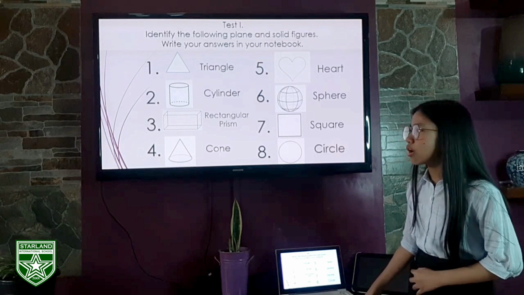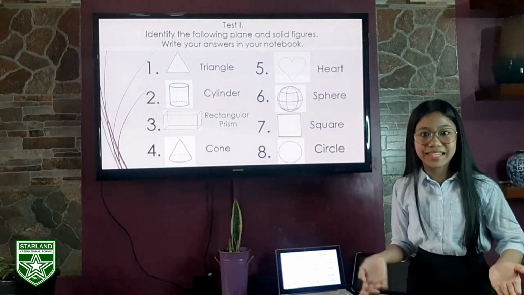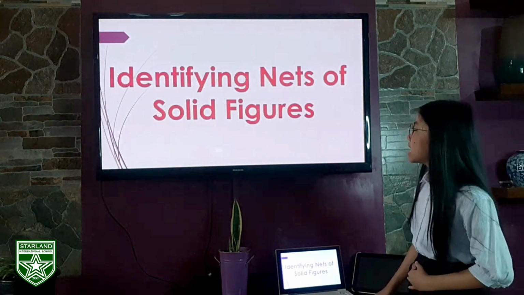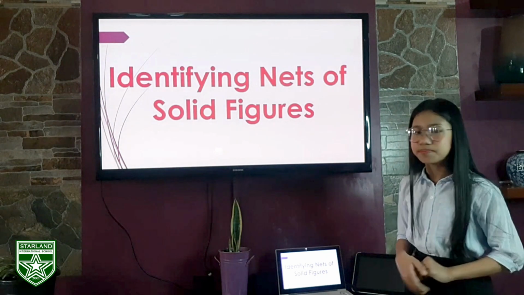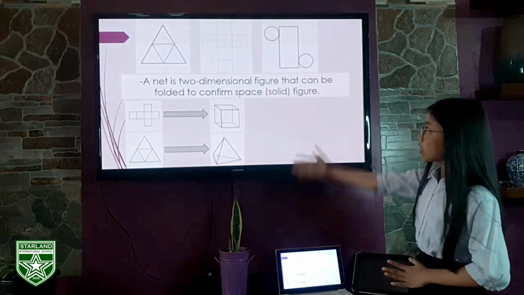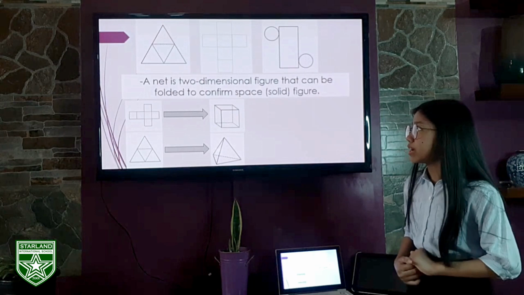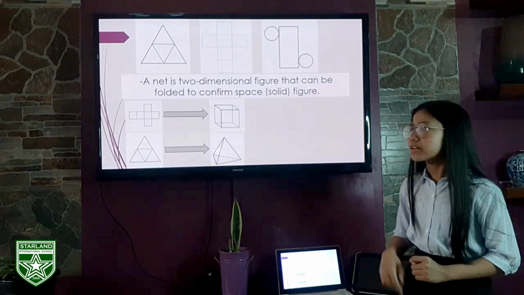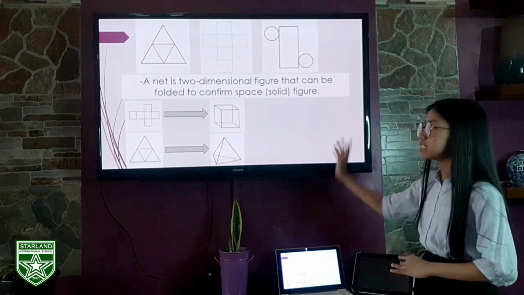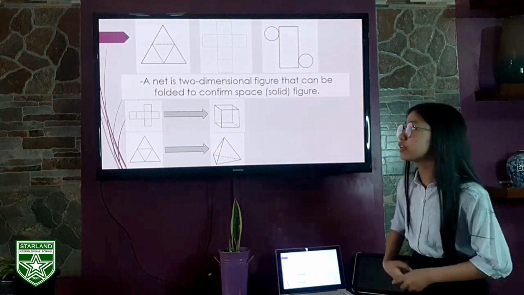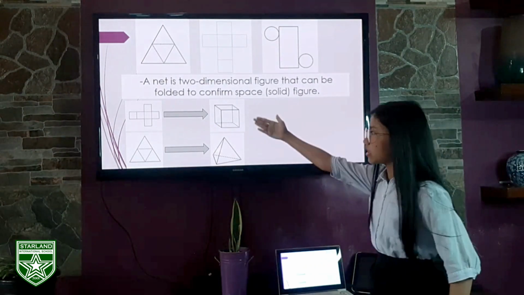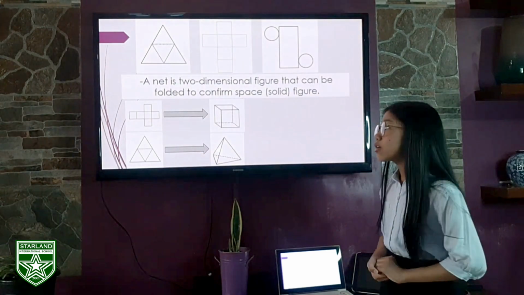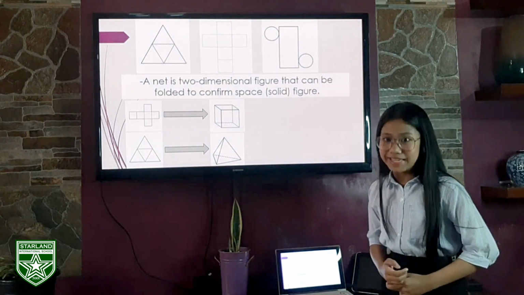Okay, so now that we know how to differentiate plain and solid figures, we will now be moving on to our second subtopic, which is identifying nets of solid figures. So these right here are examples of nets. A net is a two-dimensional figure that can be folded to form a space or a solid figure. As you can see with these examples of nets, you can fold them to form a solid figure. For the first example, this is the net of the cube. The net of the cube is composed of 6 squares, representing the cube's 6 square faces.